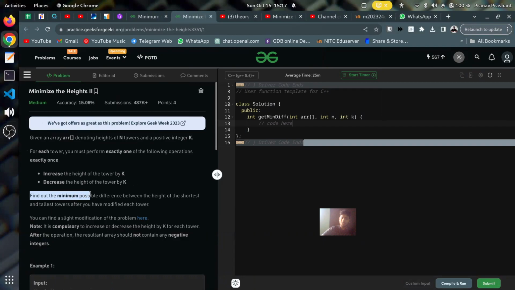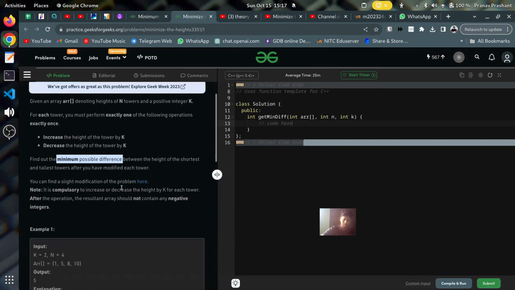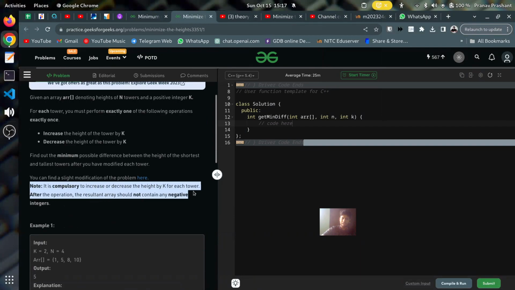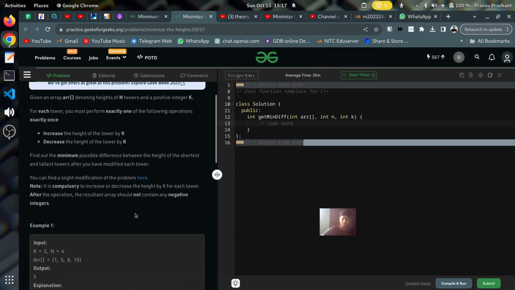There are no rules other than these two as such. So find out the minimum possible difference between the height of the shortest and the tallest tower after you have modified each tower. After you've performed operations on all these n towers, you can tell us the minimum possible difference. Note, it is compulsory to increase or decrease the height by k for each tower, and after the operation the resultant array should not contain any negative integers.